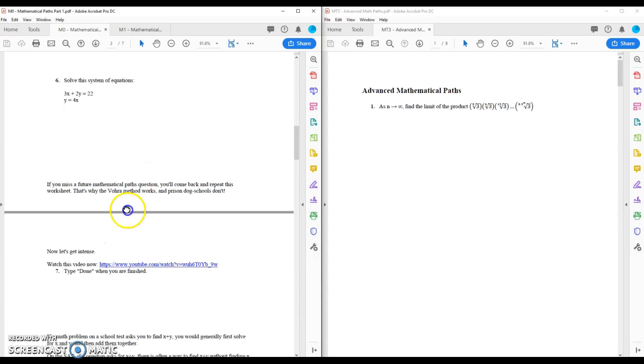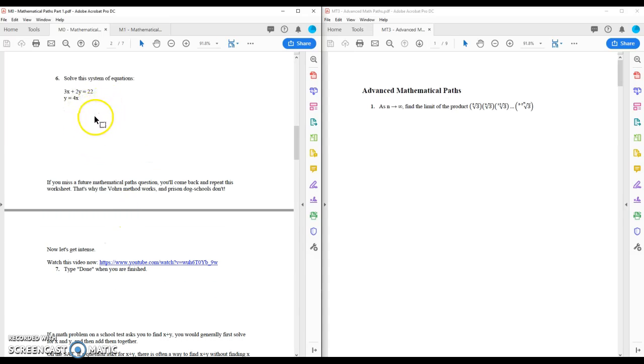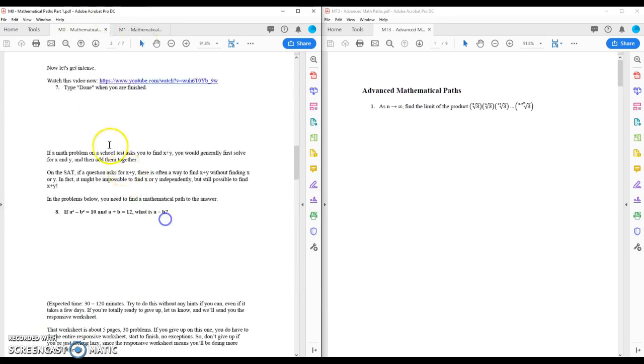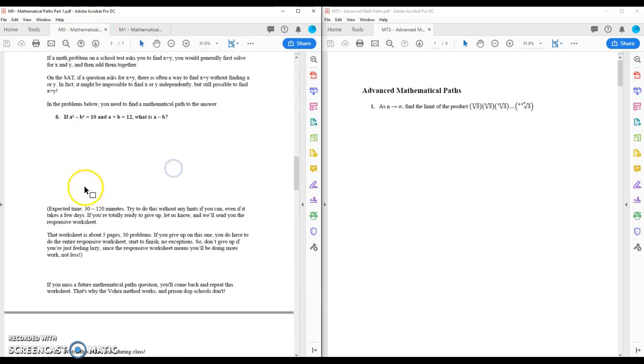We're testing, do they remember systems of equations? Do they remember how to substitute? Do they remember any of this stuff, right? So it's a lot of basic algebra. And then we're going to get into some pretty complex questions over here, right?